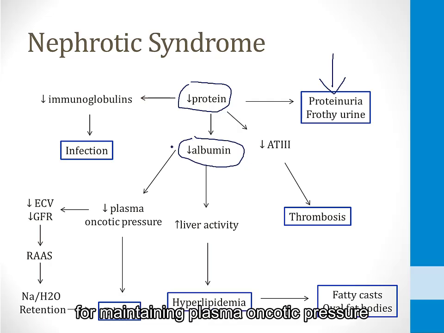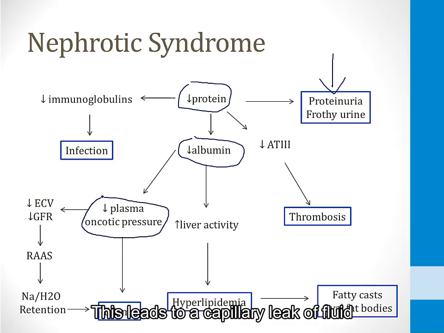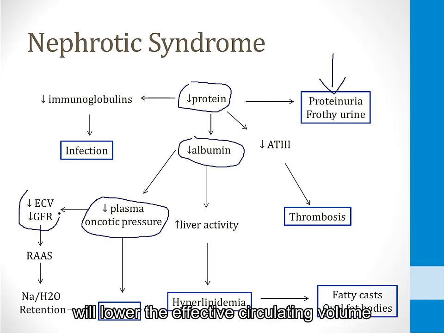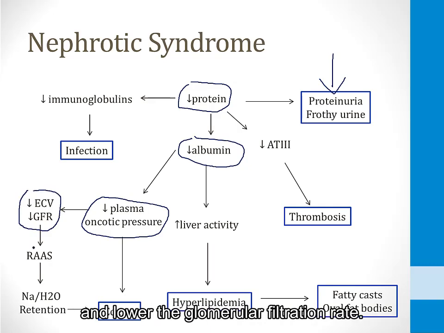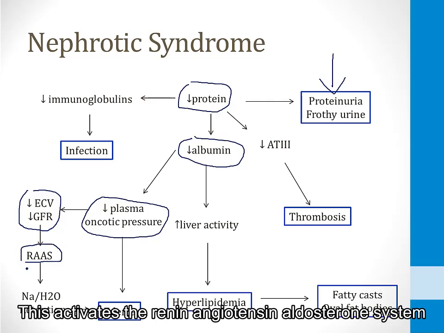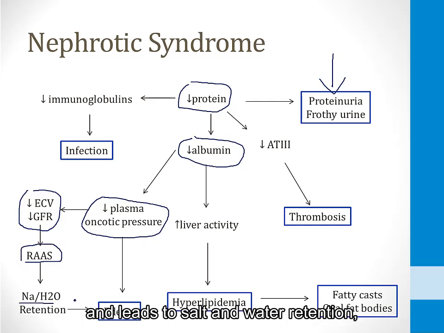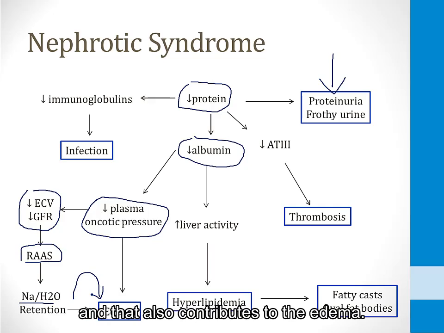Albumin is very important for maintaining plasma oncotic pressure, so when albumin levels fall, the plasma oncotic pressure falls. This leads to capillary leak of fluid, and that leads to edema. In addition, the capillary leak of fluid will lower the effective circulating volume and lower the glomerular filtration rate. This activates the renin-angiotensin-aldosterone system and leads to salt and water retention, and that also contributes to the edema.